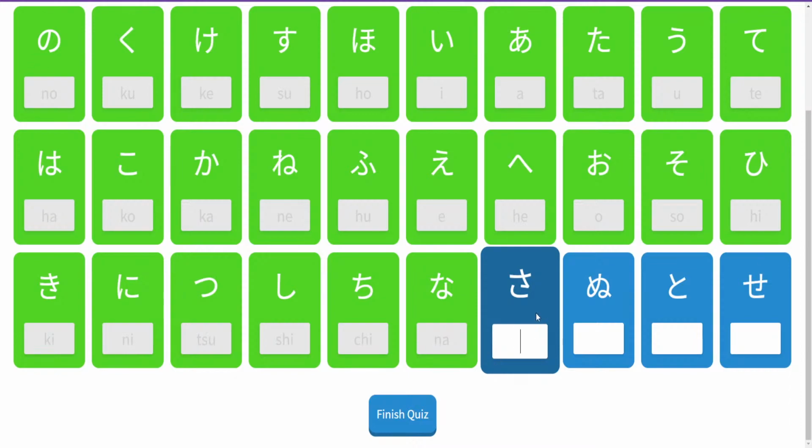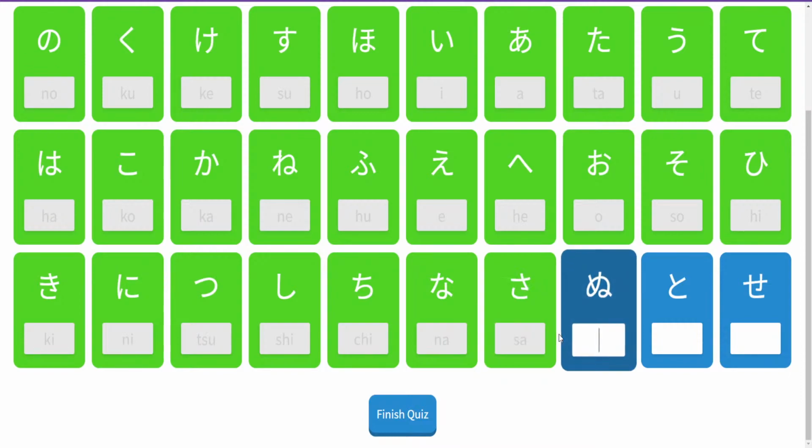Okay, next up we have one from the saw column. In fact, I just said it. It looks like a sign. Little sign. Saw, good job, easy peasy.